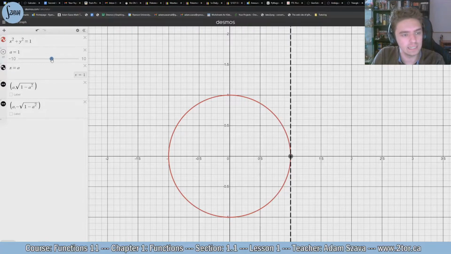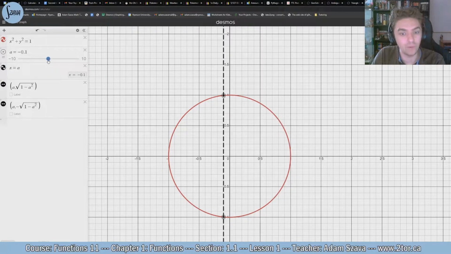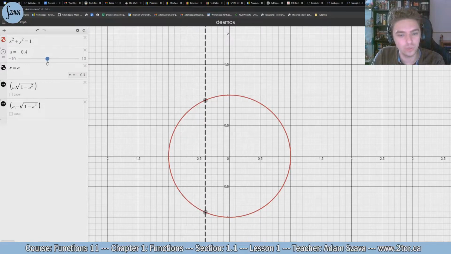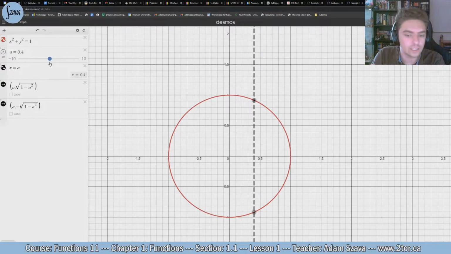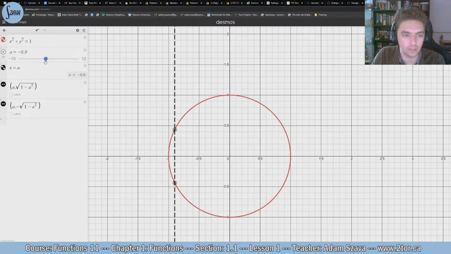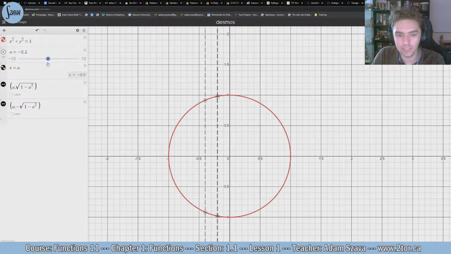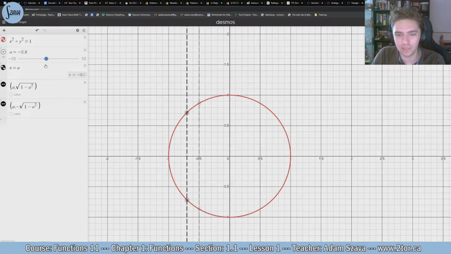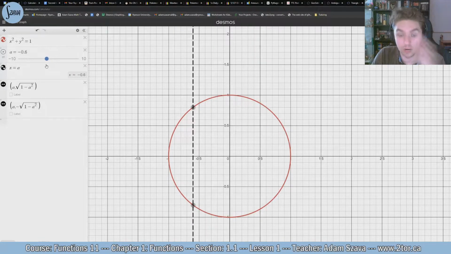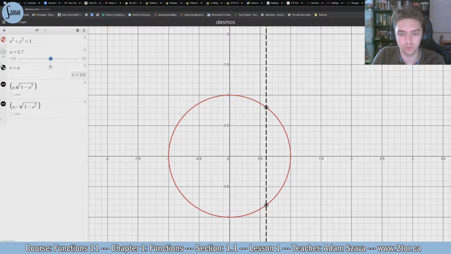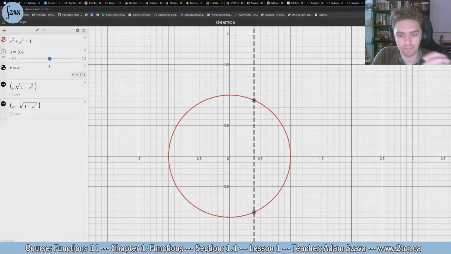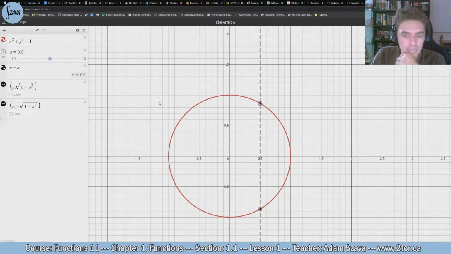The vertical line test says that if you can draw a vertical line anywhere and it passes through the graph twice, the whole thing is automatically disqualified from being a function. Okay? This is disqualified from being a function. Because in all these places, I can draw a vertical line through the graph and it passes through the graph twice, right?